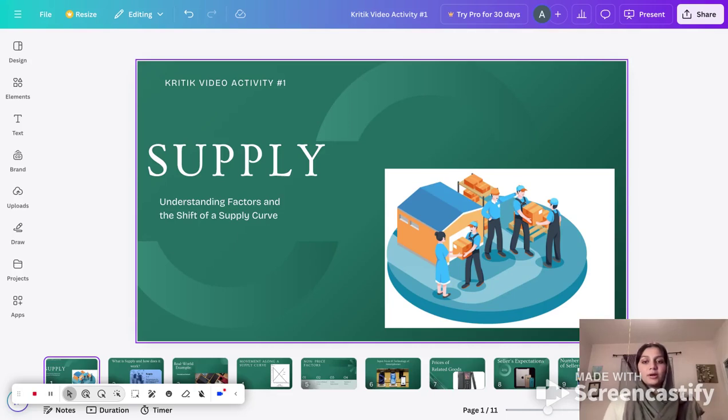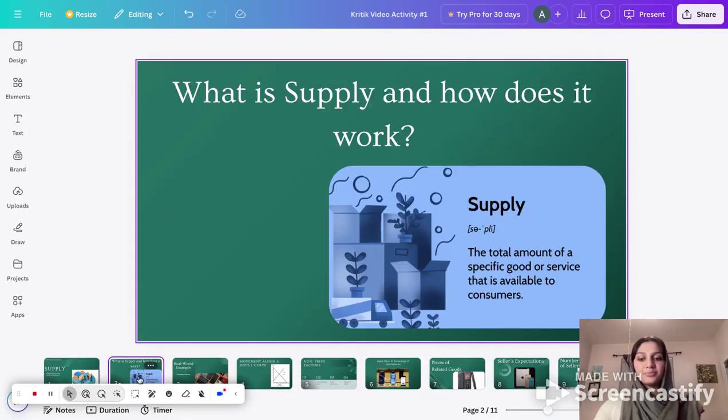Hi, so today we're going to be talking about supply, understanding factors, and the shift of a supply curve. By definition, supply is the total amount of a specific good or service that is available to consumers. There's also the law of supply, which essentially says that as prices rise for a good or service, with all other things equal, quantities supplied by sellers will increase for that good or service.